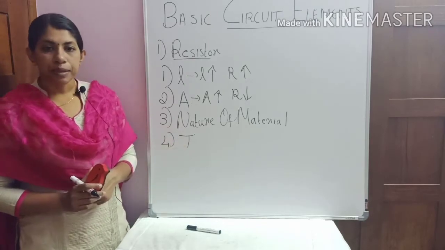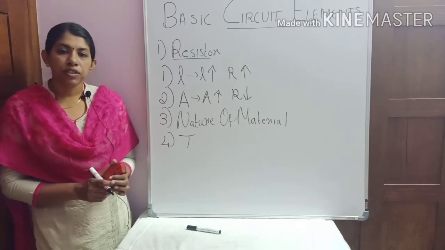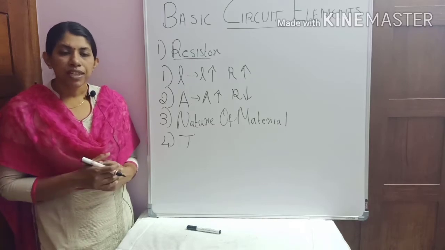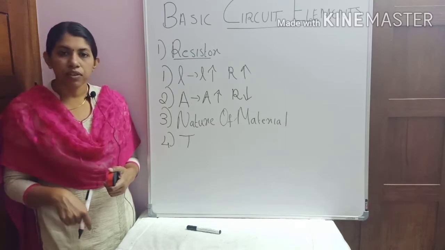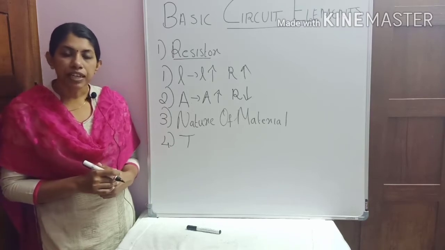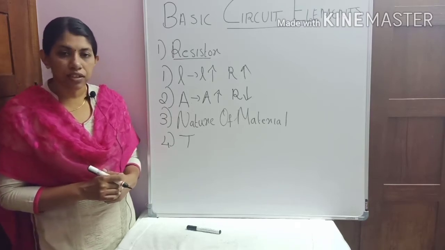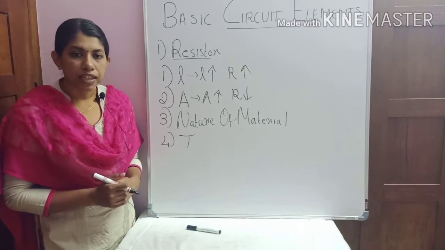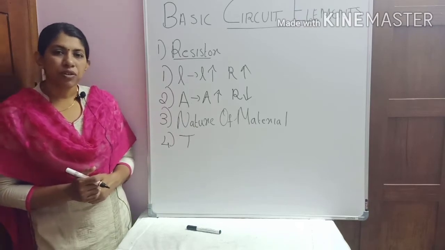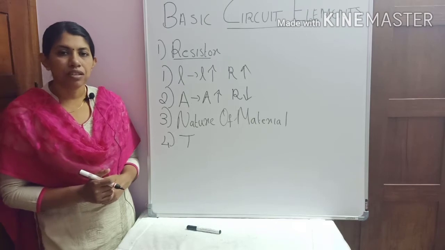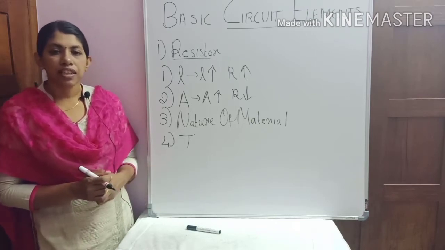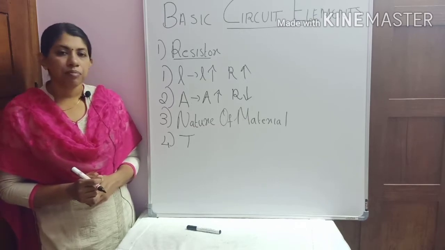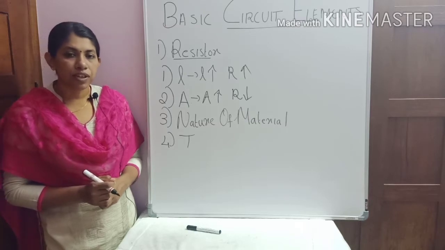The next factor is temperature. The dependence of resistance on temperature is different for metals, semiconductors and alloys. In case of metals, as the temperature increases, the resistance also increases. In case of semiconductors, as the temperature increases, the resistance decreases. But in case of certain alloys like nichrome, constantan and manganese, the variation in the temperature will not have much effect on the value of resistance.